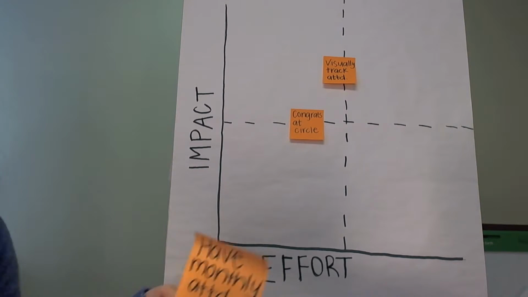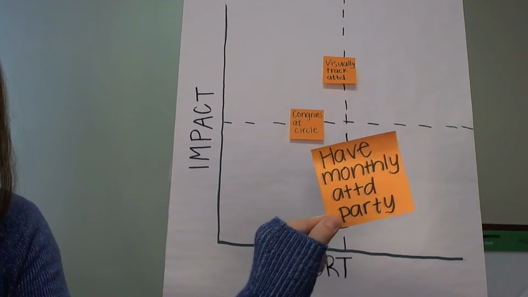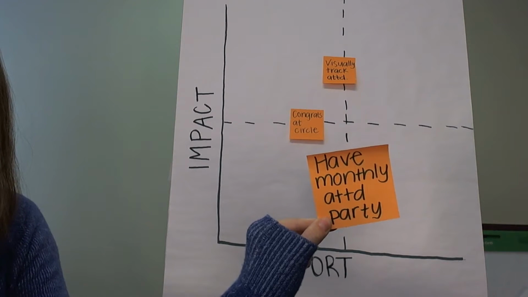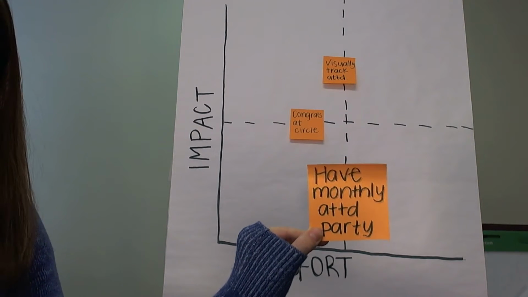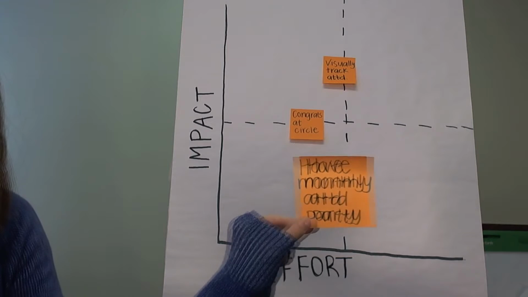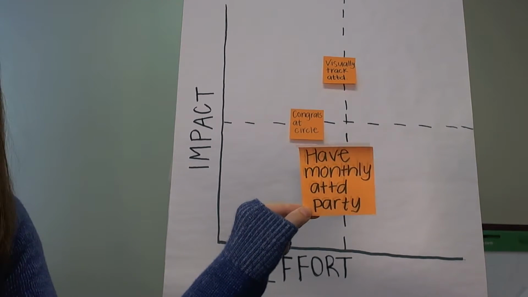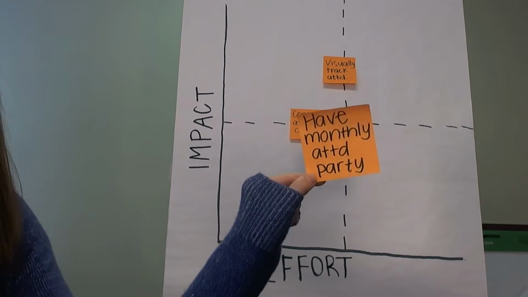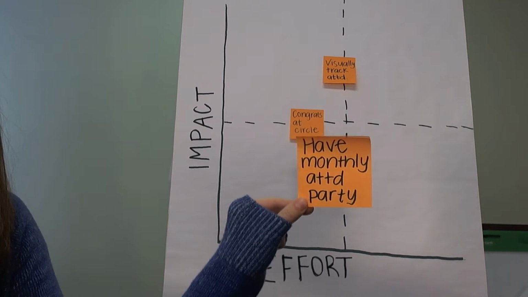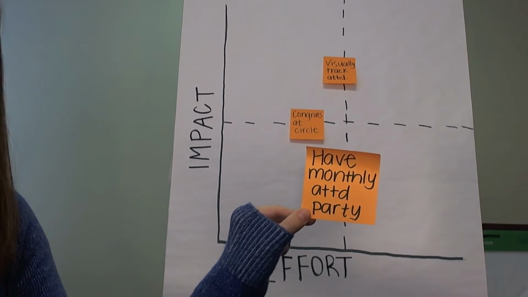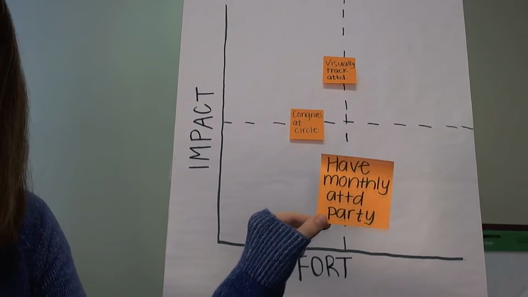Then another idea is to have a monthly attendance party. So if kids attended 90% of the days open, then they get to go to a party on the last day of the month. And maybe that party is that they get to have a special snack, or they get to watch a movie, or they get to have extra time outside, whatever it might be.